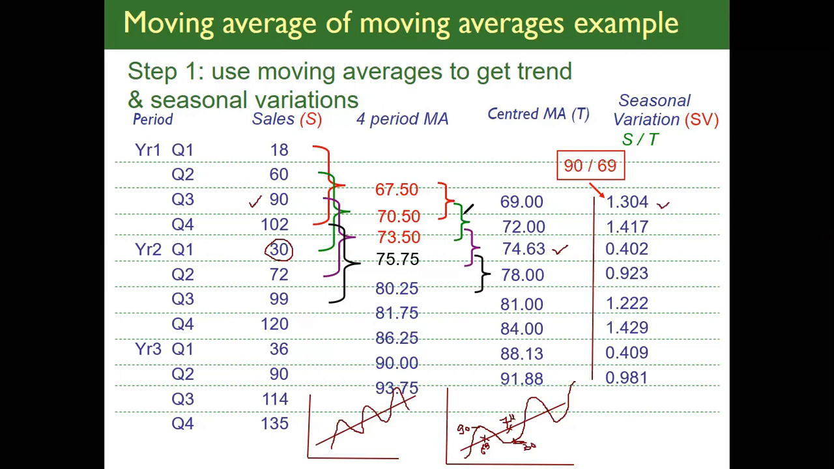It says that in quarter number 3, the actual value is 1.3 times the average value. So actual value is higher. It is 1.3. In quarter number 4, it is 1.4 times. So it is 40% more than the trend. Trend is 72. Average is 72. But actual is 40% more. It is 102.